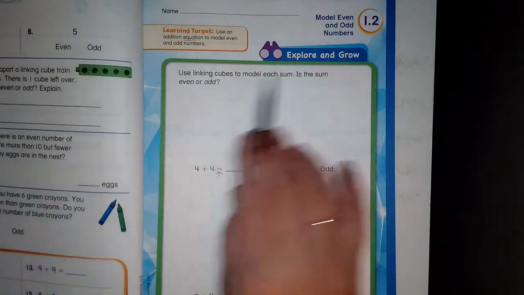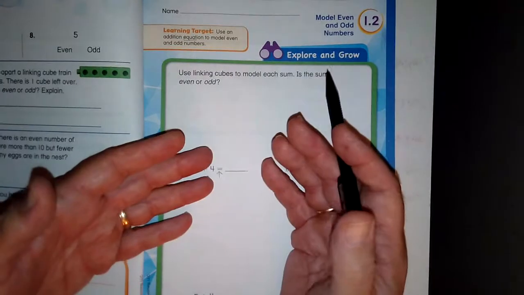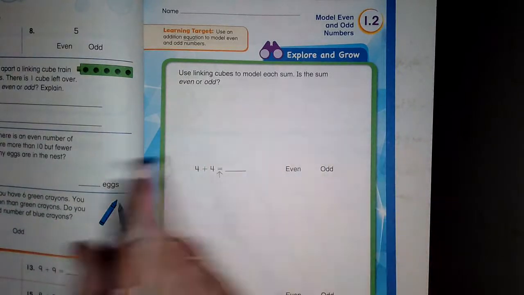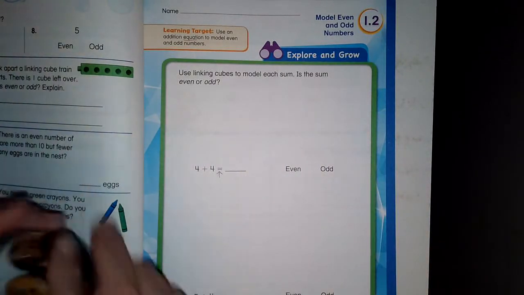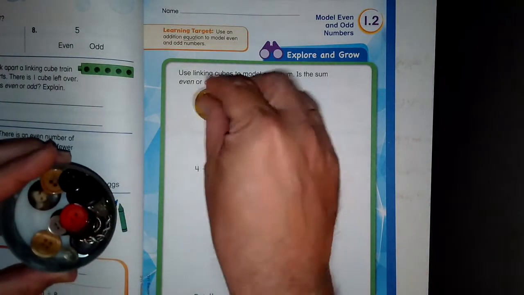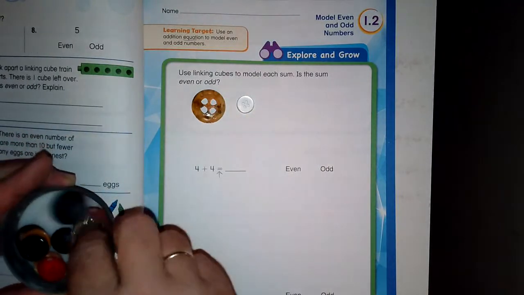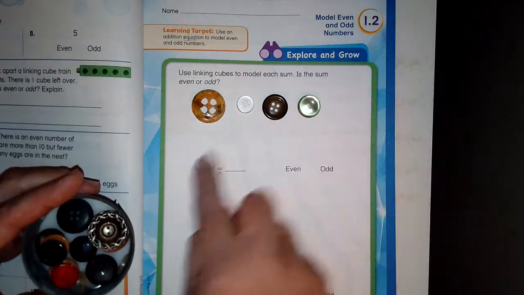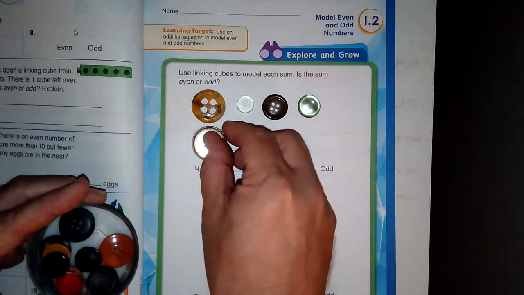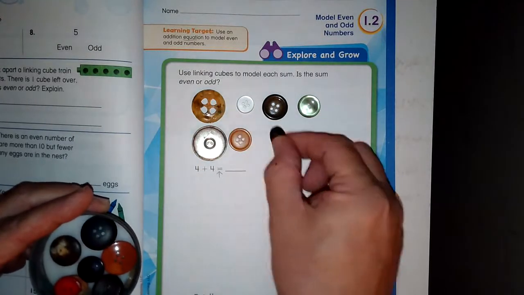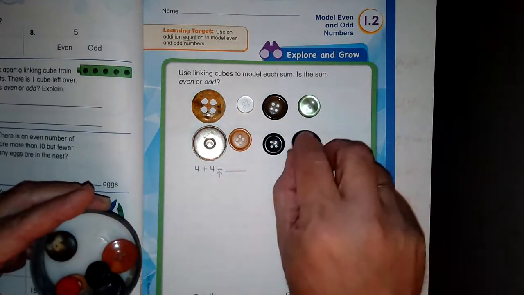Now, it wants me to use linking cubes. I don't have linking cubes. I'm going to use buttons again. So let's model this sentence. 1, 2, 3, 4, plus 1, 2, 3, 4.